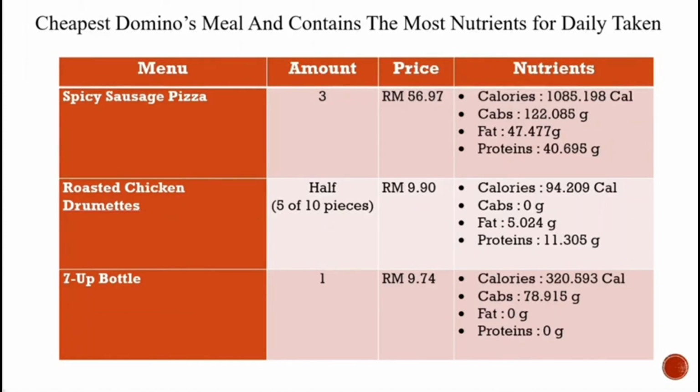The next is roasted chicken drumettes, half of 10 pieces, so 5 pieces, RM9.90, and that is the list of the calories, carbs, fat and proteins. The last one is the 7-Up bottle with an amount of 1. The price is RM9.74, and the nutrients contain calories, carbs, 0 fat and 0 protein.